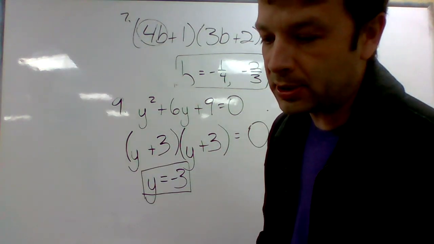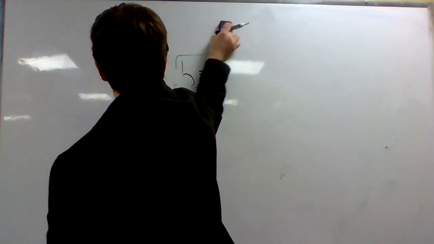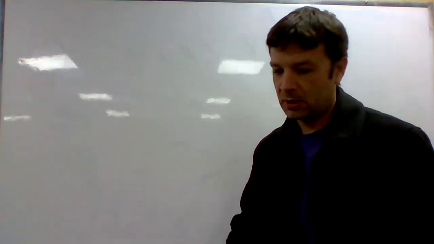Okay, jumping to 11. Let's erase all this. Okay, on number 11 it says x squared minus 9 equals 0.